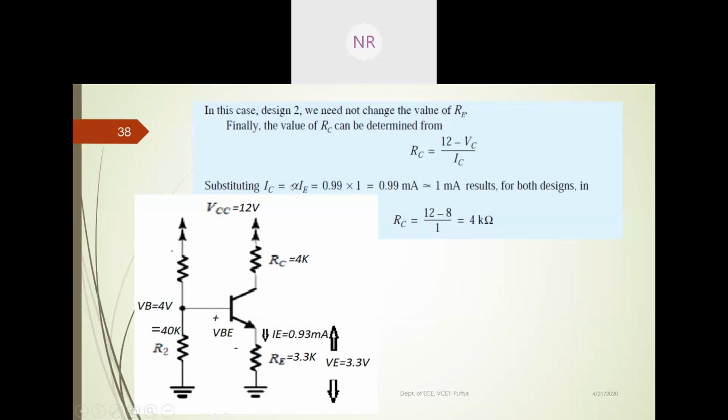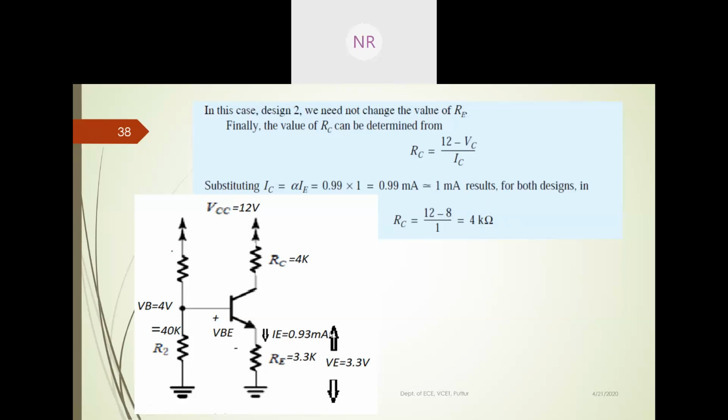So how can we calculate alpha? Alpha is not given. You know the relation between alpha and beta: alpha equals beta divided by 1 plus beta. Using that relation, you will be getting 0.99 milliamperes, that is IC, which is nearly equal to 1 milliampere, that is IE. Either you can use this formula or directly take IC nearly equal to IE, 0.93 milliamperes. So if you substitute, you will be getting RC as 4 kilo ohm.